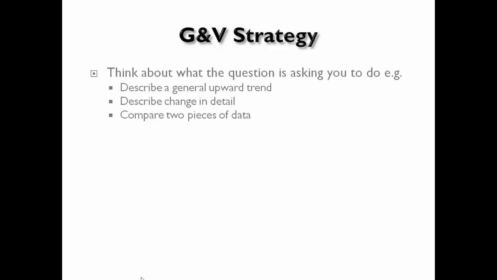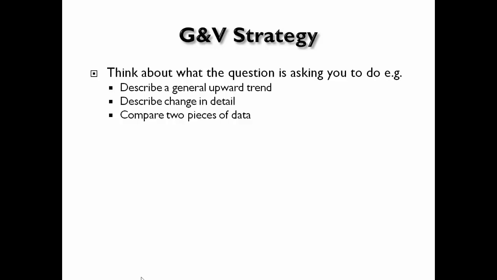So a grammar and vocabulary strategy. Think about what the question's asking you to do. This is very important. For example, is it asking you to describe a general upward trend? Is it just asking you to describe a change in detail, something going up or something going down in detail? Or is it asking you to compare two pieces of data? So you have to think about what the examiner wants you to do in each different circumstance.